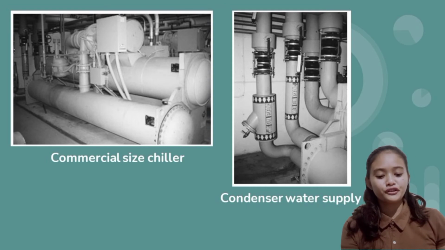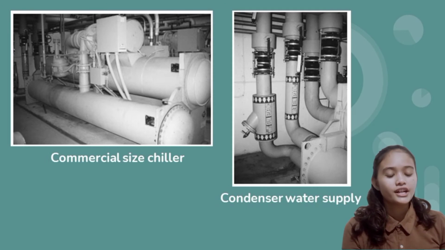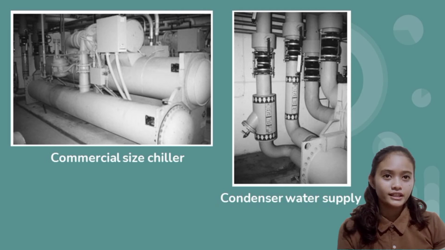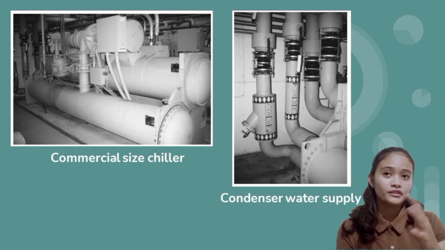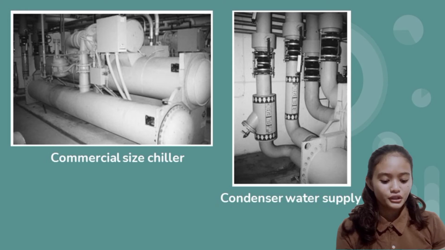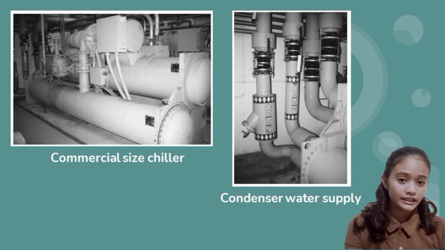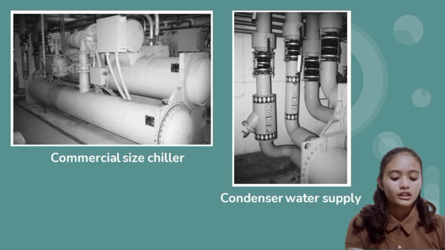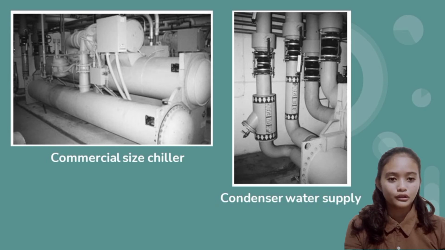So in this picture, the left one is a commercial size chiller. This chiller is a water-cooled condensing unit and the slender tubes are fluid-to-fluid heat exchangers. The one on the right shows the condenser water supply and return and chilled water supply and return lines on the rear of the chiller. So the chilled water circulates to and from the chiller and cooling coils in air handling units, where it cools air. Condenser water circulates to and from the chiller and a cooling tower, where heat is ejected outdoors.